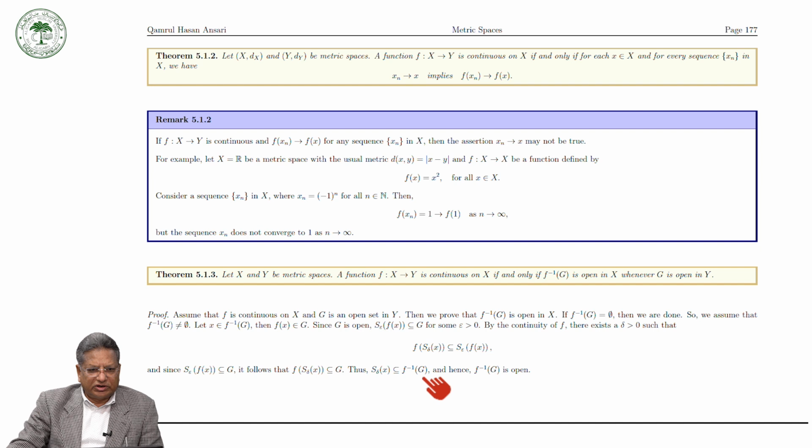So what we have done is, we have taken an element x in f inverse G and we have proved that it is the center of some open sphere contained in this set. Since x was arbitrary, every element of this set is the center of some open sphere contained in it, and therefore f inverse G is open.